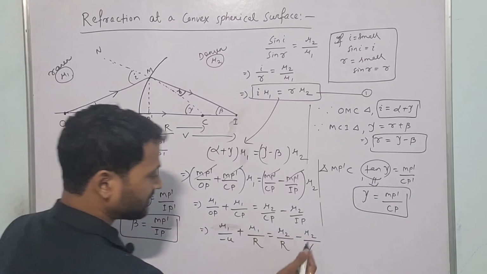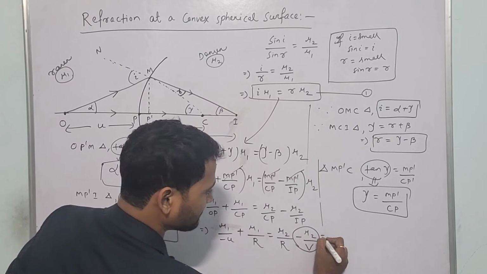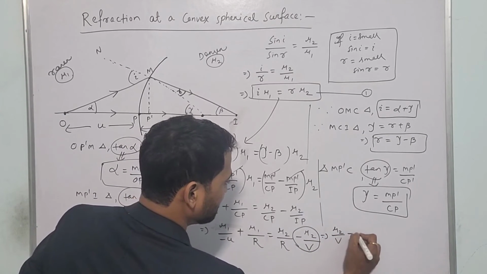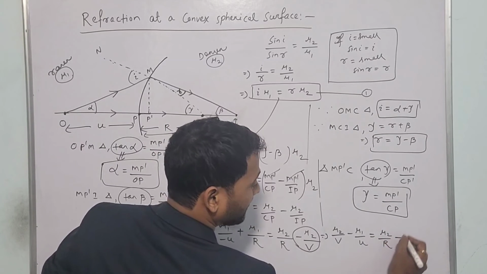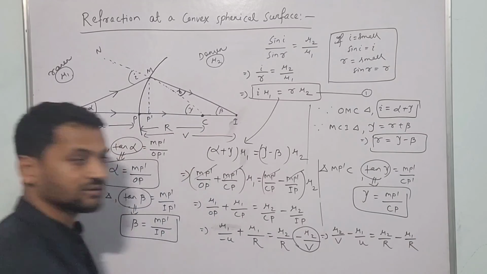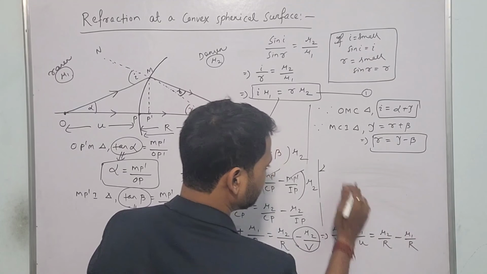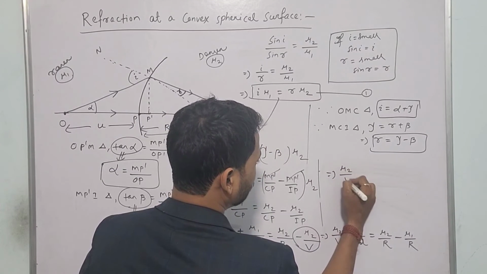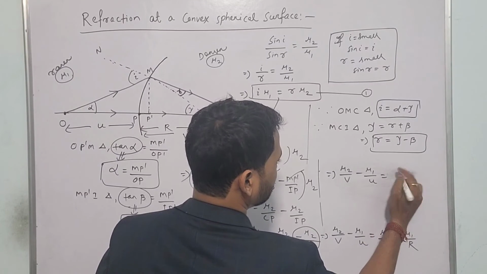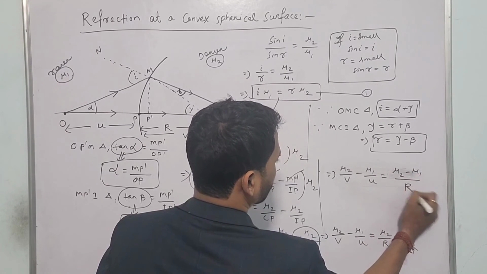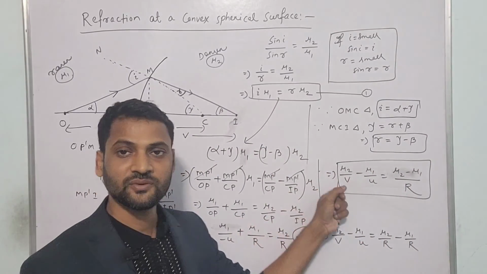Is it clear? Now do this: bring this part to this side and that part to the other side, and the answer will come. mu2 upon V minus mu1 upon U will be equal to mu2 by R minus mu1 by R. Is it clear? Then we can write mu2 by V minus mu1 upon U will be equal to mu2 minus mu1 upon R. This is your final expression.